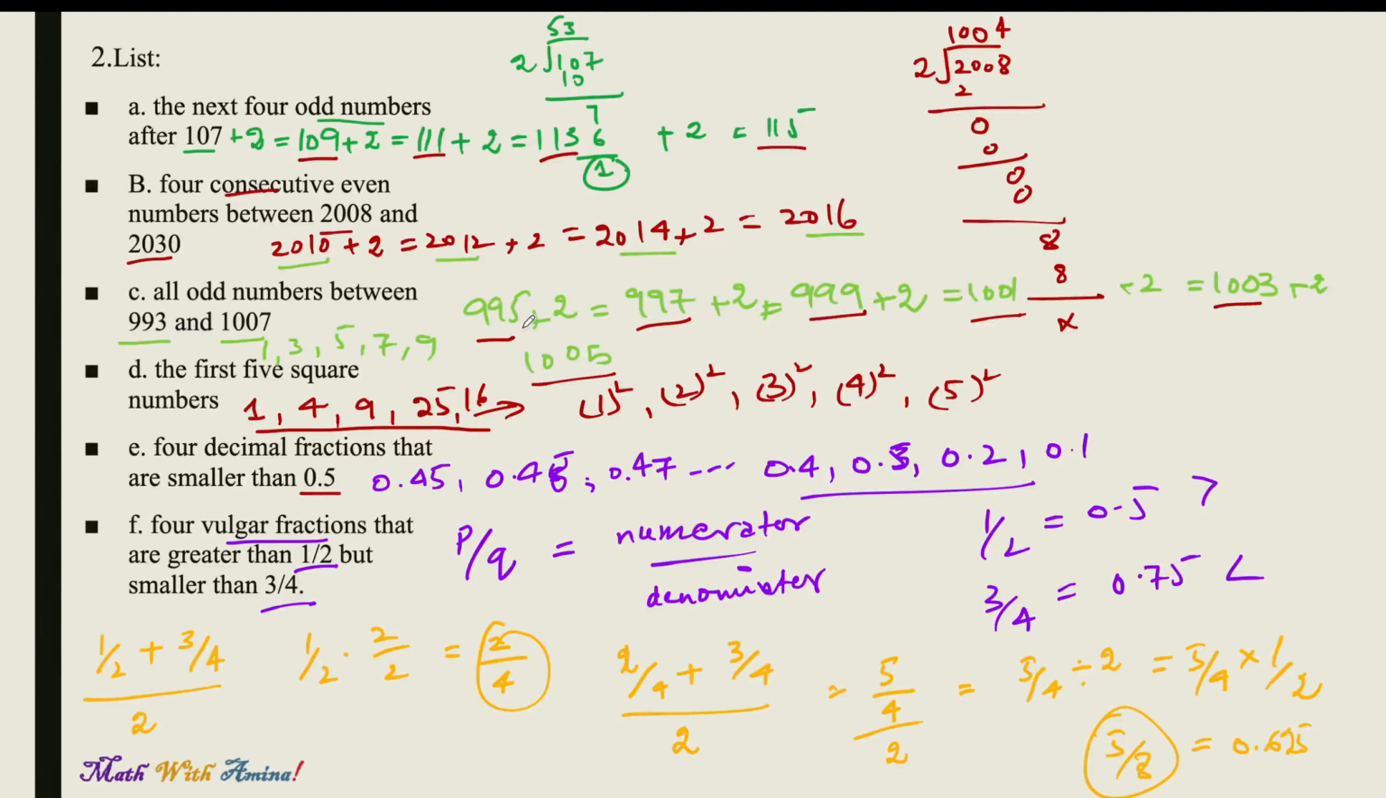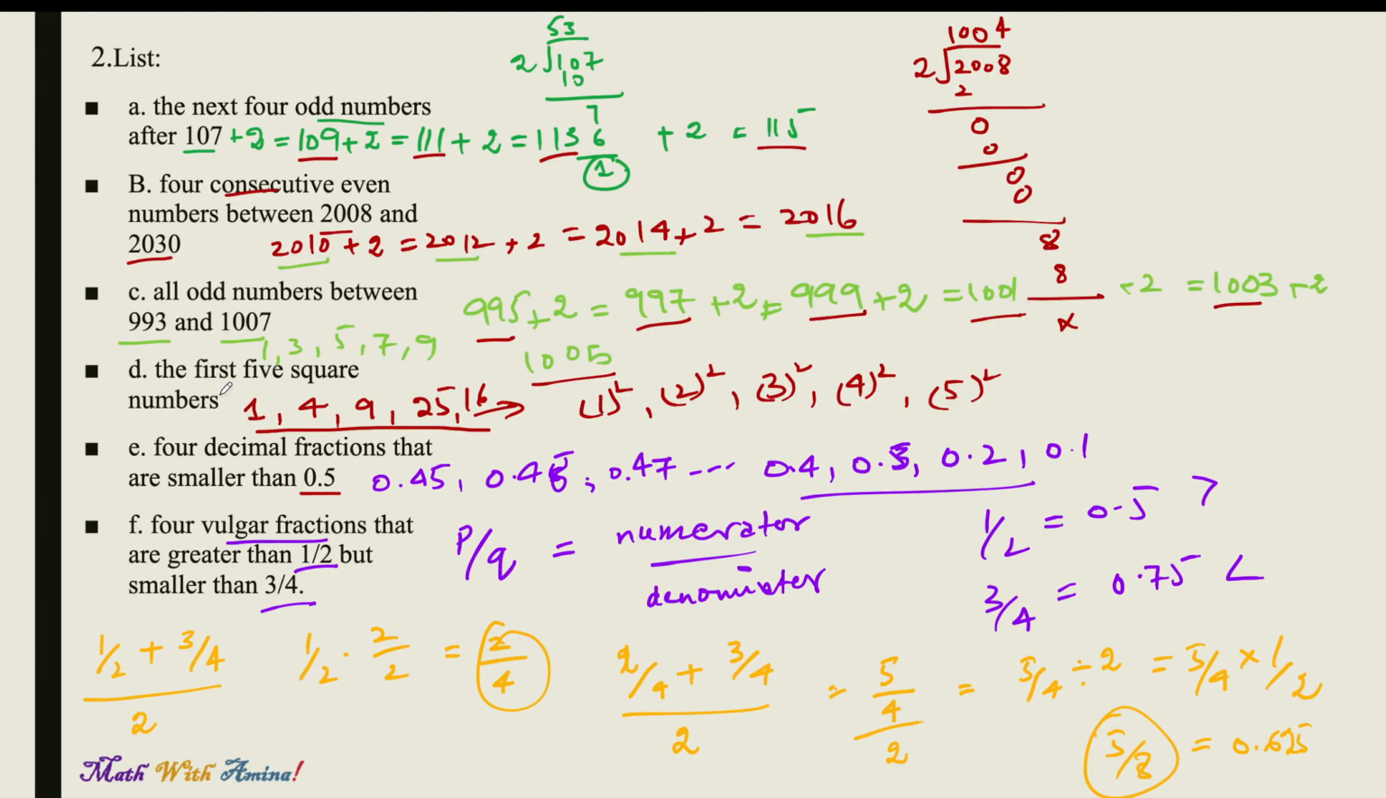So 993 plus 2 gives 995, which is our next odd number. Then adding 2 integers, we get 997. This way we solve it. 999, 1001, 1003 and 1005 are all the odd numbers between 993 and 1007.